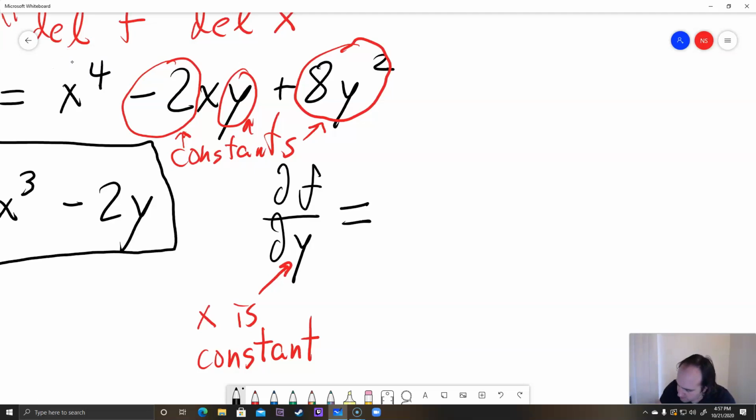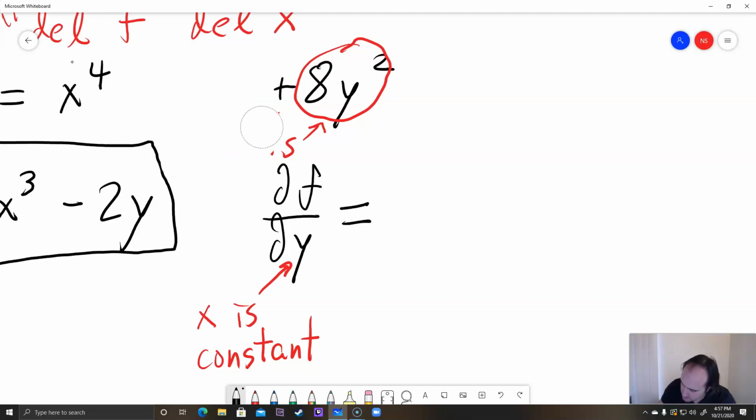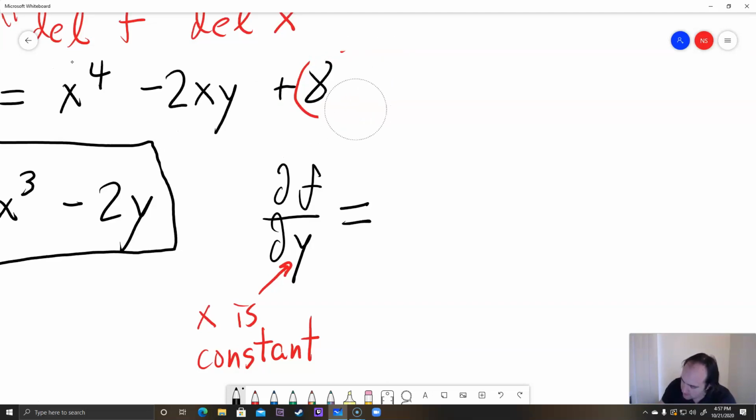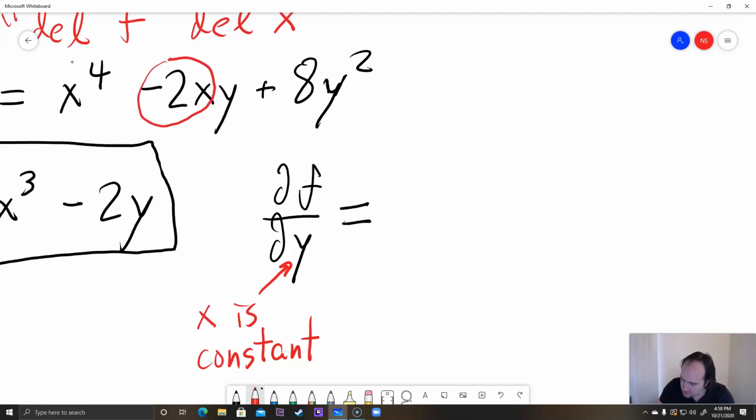Okay, and then for the second term, let me erase some of this stuff. All right, let me just erase all that so that we can have a new setup here. So we had a minus 2xy and plus 8y squared. Okay, so anyway, what I was saying is now x is a constant. So the negative 2x there, that's a constant. So for our second term, we just treat negative 2x as a constant, and we take the derivative with respect to y. So that y goes away, the derivative of y is 1, so we're going to be left with negative 2x.